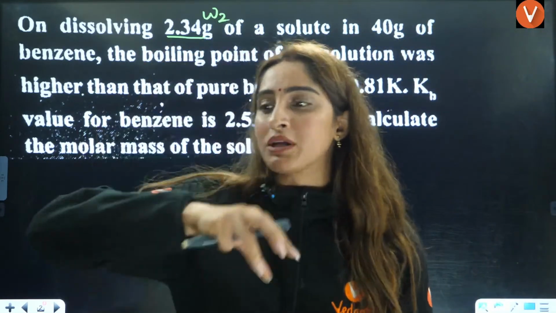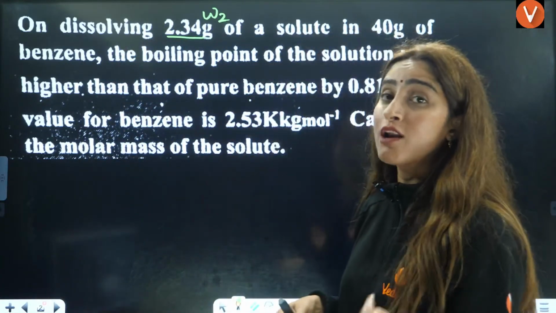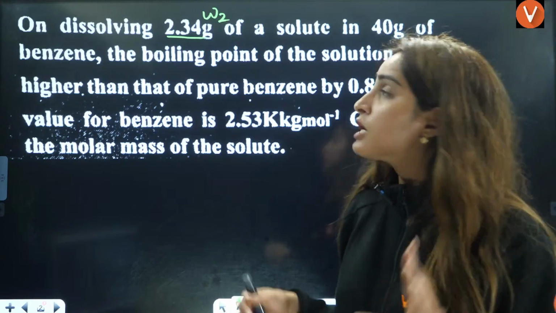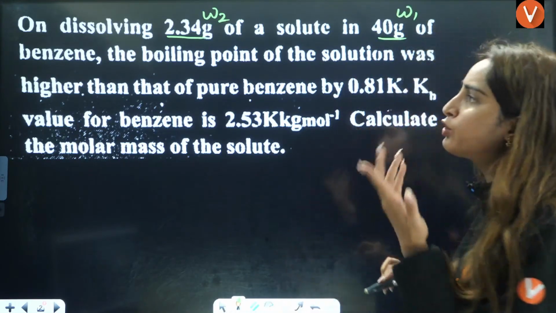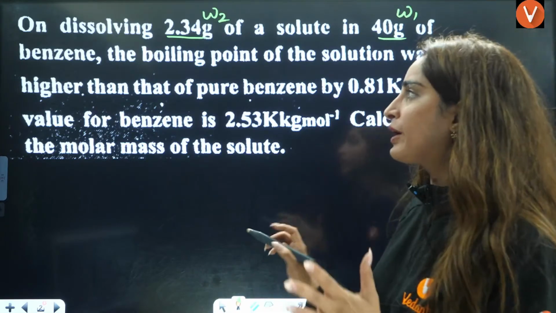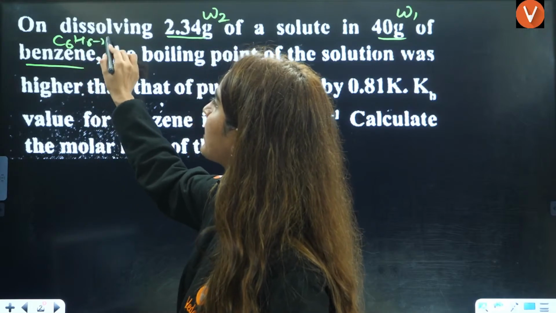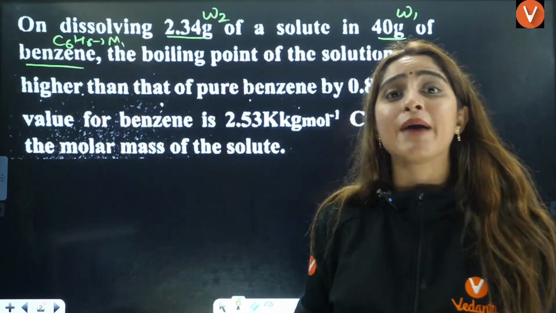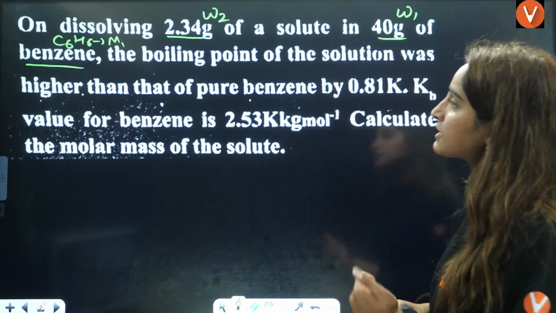So, this much solute is dissolved in some particular amount of solvent, right? So solvent is represented by 1, so this is going to be W1, right? Now, we don't have any idea about the solute, but we know what benzene is, that is C6H6. So from that, we can easily calculate the value of M1, that is the molar mass of benzene. We can easily calculate, right?